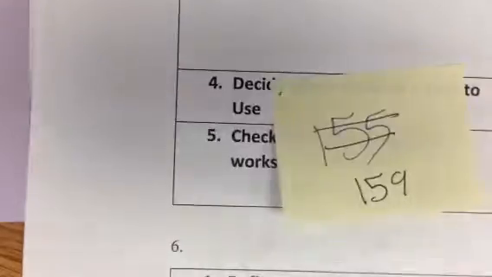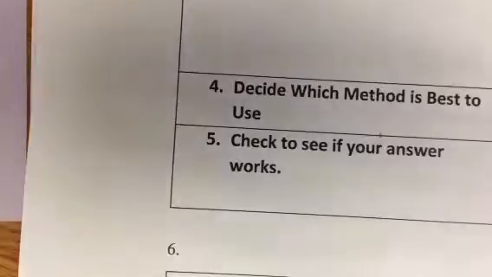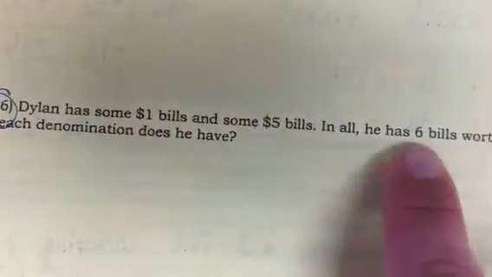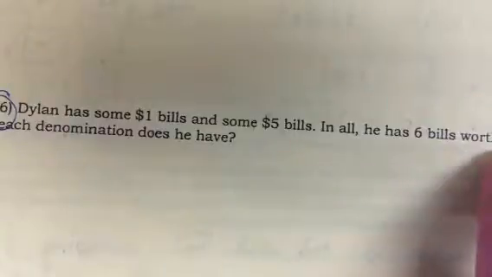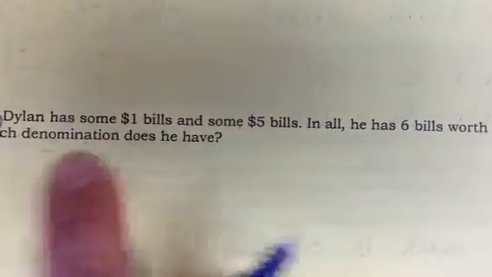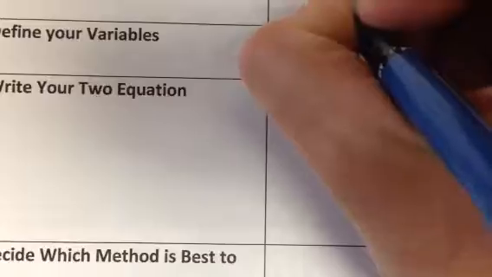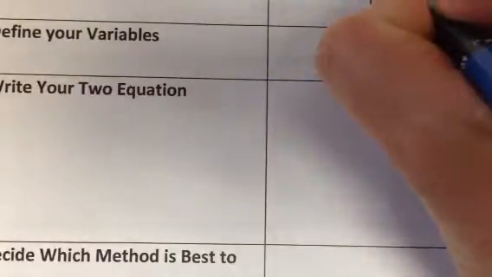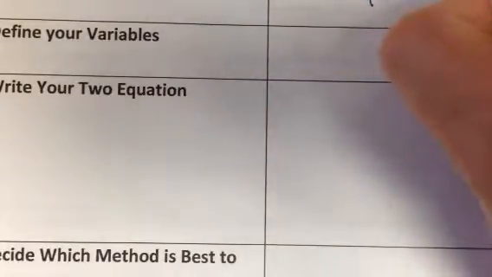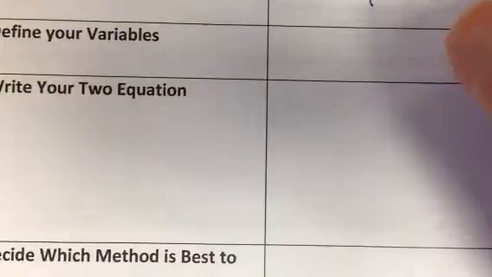let's start with number 6, okay? So Dylan has some $1 bills and some $5 bills, and he has 6 bills worth $22. So how many bills of each denomination does he have? So when I did number 6, and I was thinking of the purpose, I want to know how many $1 bills does he have and $5 bills.